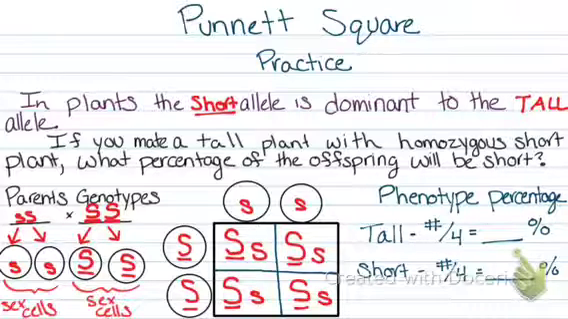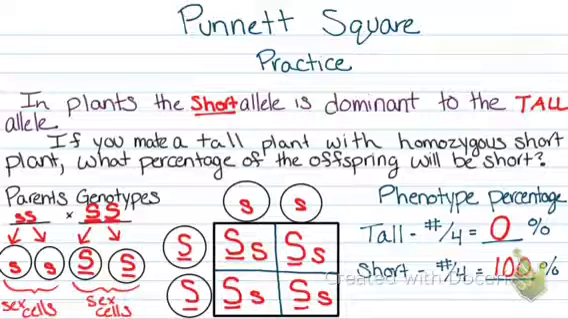So for the phenotype percentages, all 4 offspring have one dominant allele. So all 4 offspring, 100% of them, are short. Because in this case, short is dominant. So 100% are short. And 0 are tall.